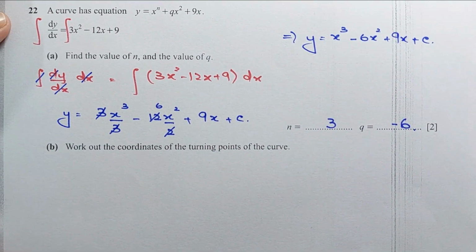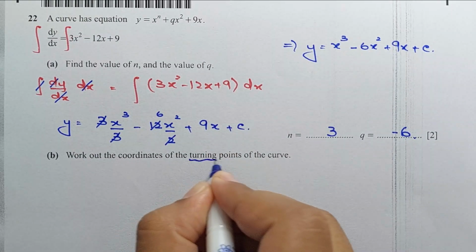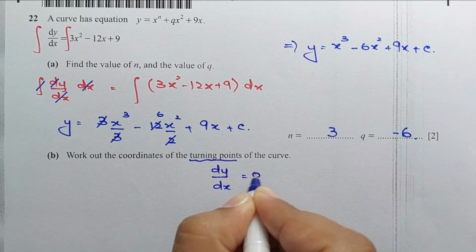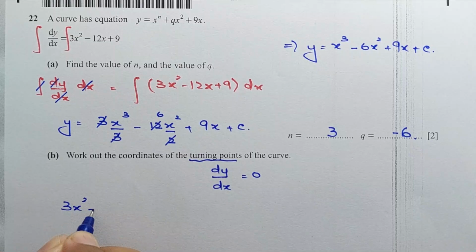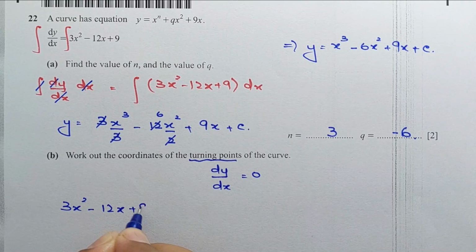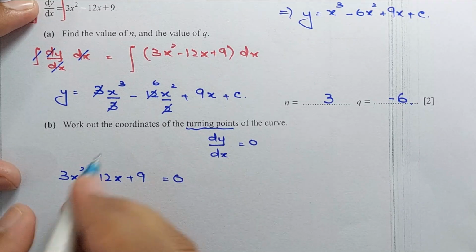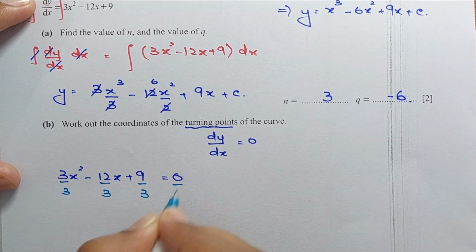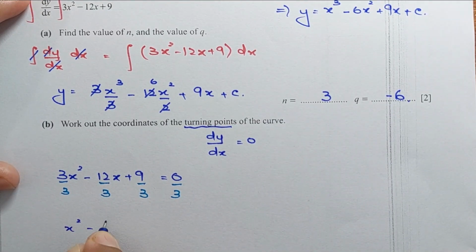Now for part B, work out the coordinates of the turning point of the curve. For the turning point, we know that the first derivative dy over dx should be equal to 0. So put the first derivative equal to 0: 3x square minus 12x plus 9 equals 0. All terms are divisible by 3, so I'm going to divide every term by 3 on both sides.